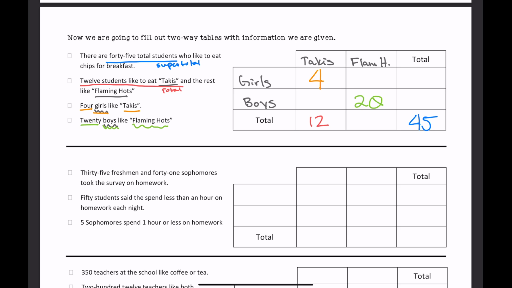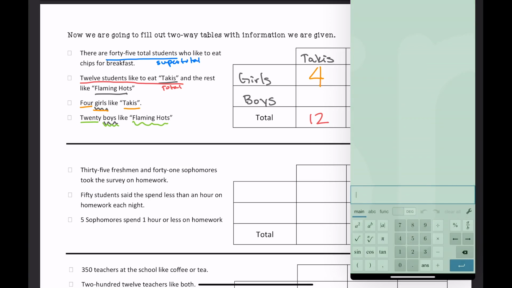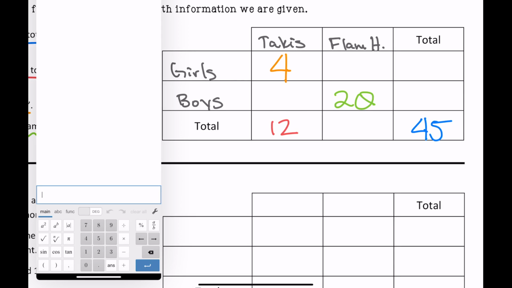Now we're going to do some math, because of course this is math class. I'm going to bust out my calculator and move it to the side here. We can figure out this information because we know 12 plus some number equals 45. So what I'm going to do is take 45 and subtract 12.